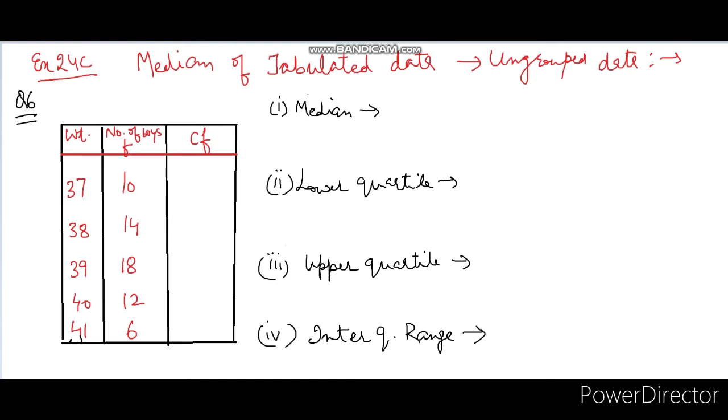We are starting with the median of tabulated data, the ungrouped one, and this is the table given. The question says you need to find the median from here, then the lower quartile, the upper quartile, and the interquartile range. All these things for the raw data were already discussed. Now I am going to solve these things again for the tabulated data. So let us start very quickly.